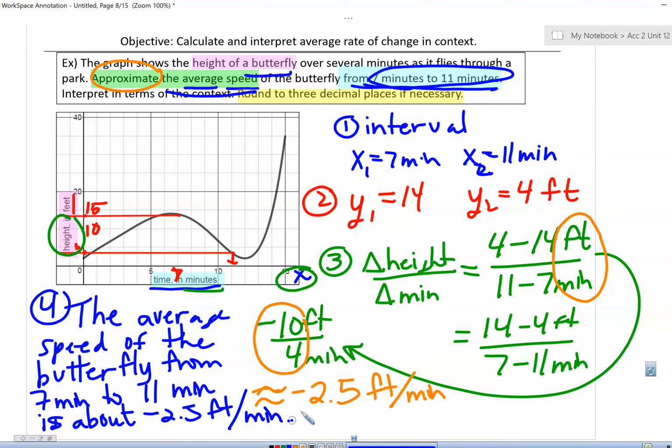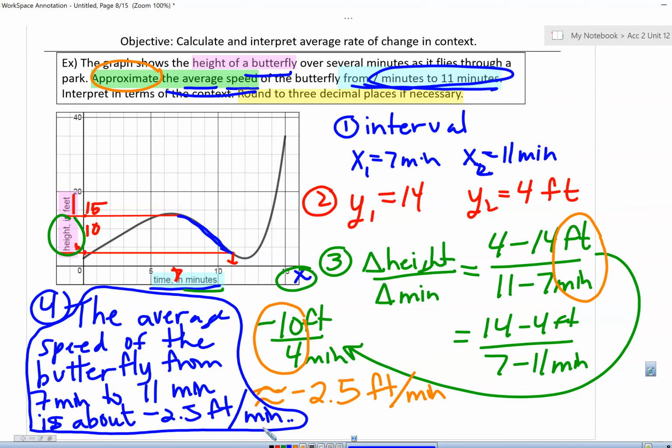You can also explain that negative in terms of the context, which means that the butterfly is descending. So you can actually see that on this interval, that the butterfly is heading in the downwards direction. That's what the negative is referring to. So that means that it is looking at a change in height in the downward direction as time progresses.